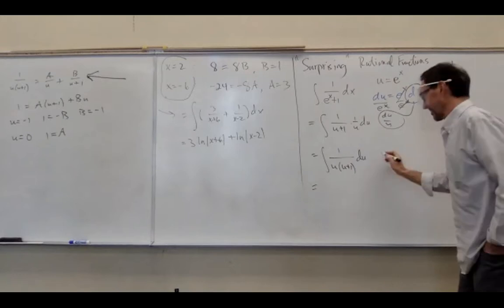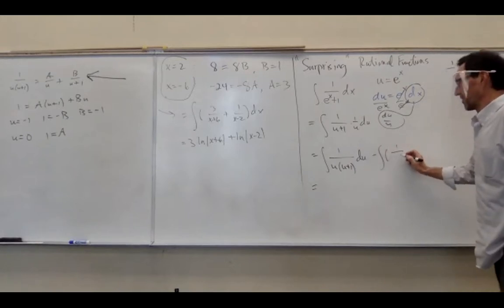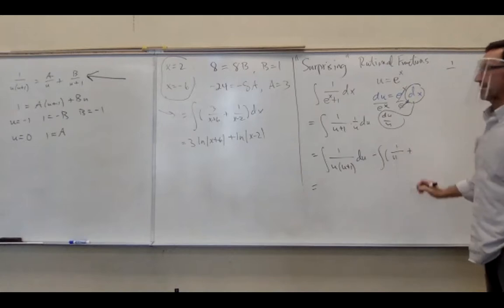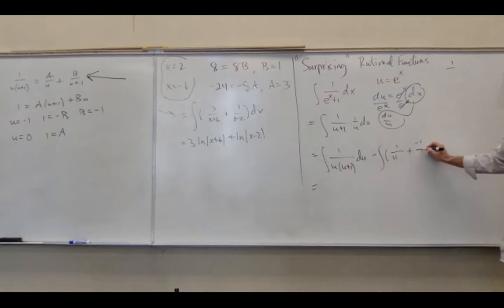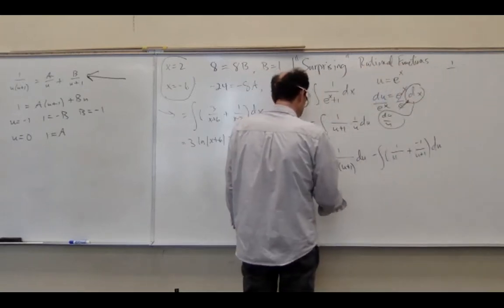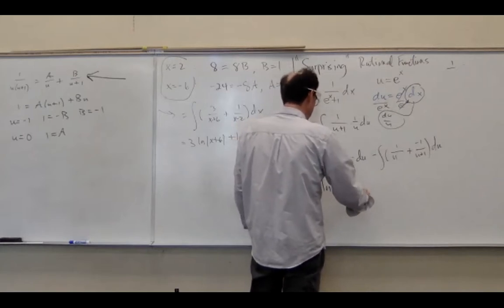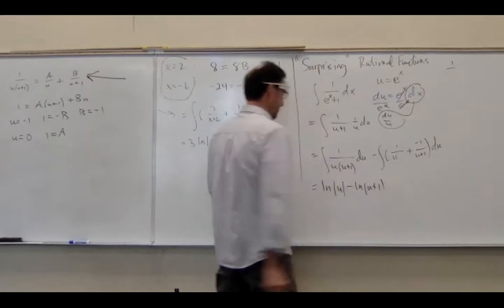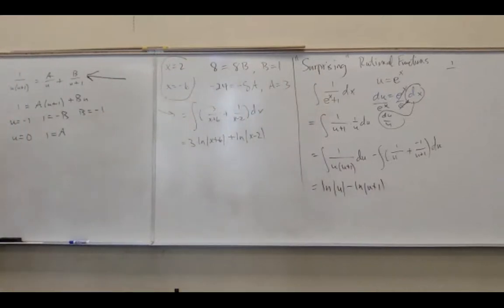Let me write this here. Over a is over u. And then we get b, which is -1, over u plus 1. And those are both logs. Case 1 is always all logs. Finish it over here. The only thing left is to replace the u. Remember, it's e to the x. So here, oh, interesting. It's the log of e to the x minus the log of e to the x plus 1. It's never negative, so I don't need absolute value signs.